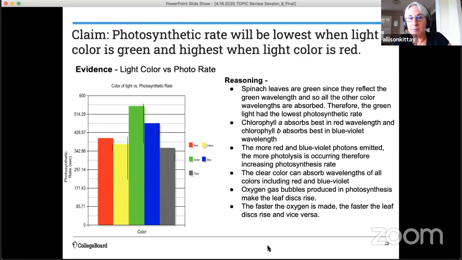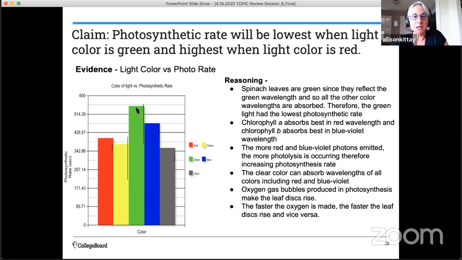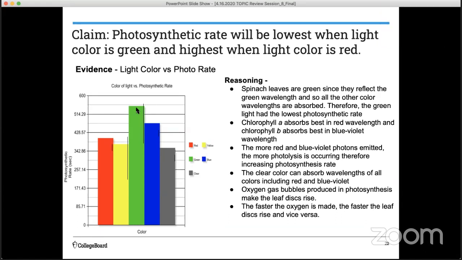And this is an example from my class. This is from a group that looked at light color, and the way they did that is using different colored filters. So it looks like they looked at red light, yellow light, green light, blue light, and then just regular old white light, unfiltered light. And as you look at their graph, you can see that the one that went the fastest is the lower bar, and that is all wavelengths of light. The one that took the longest is the green light, and that is because green light reflects rather than absorbs light. So there's not enough energy to drive photosynthesis.